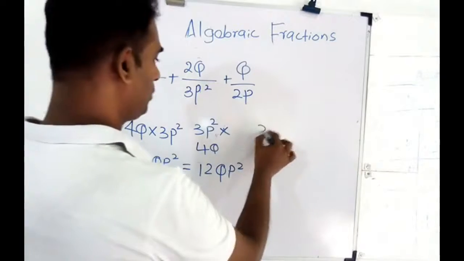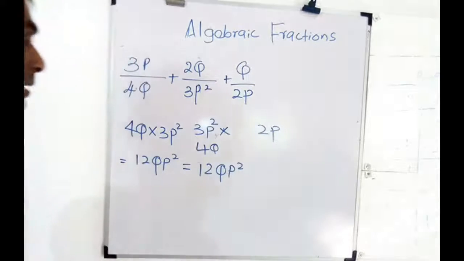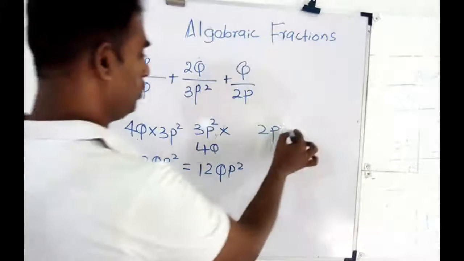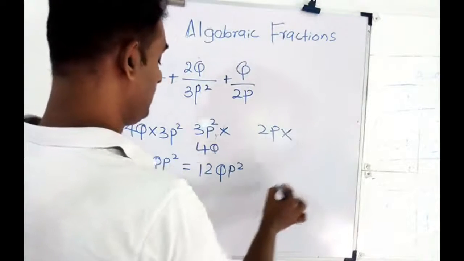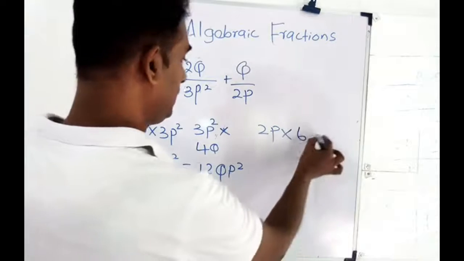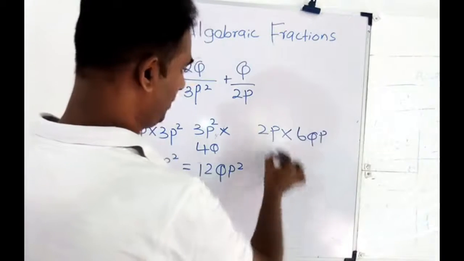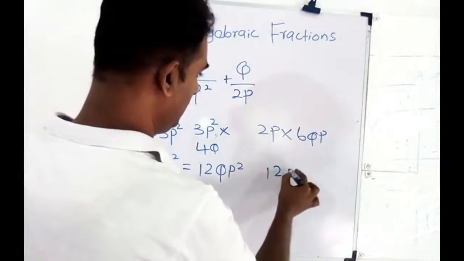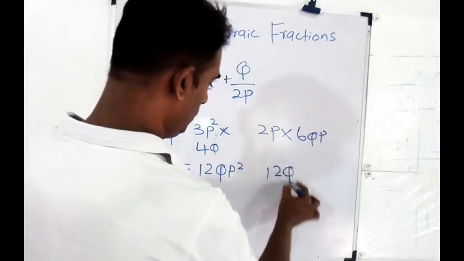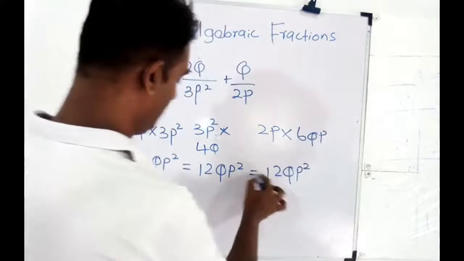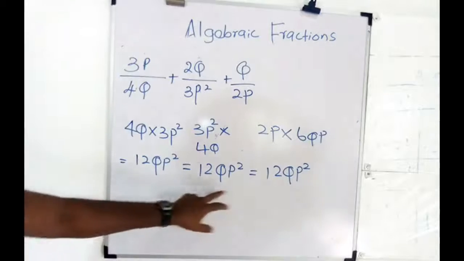Then, for the 2p term, what we want to do? Multiply by 6qp. The value is 6 into 12qp squared.